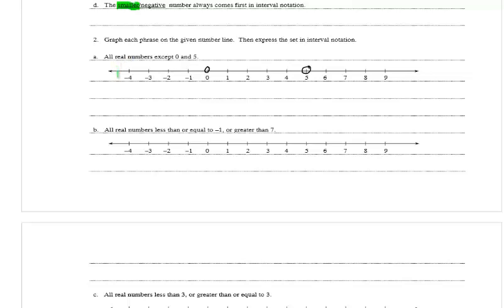So we're going to have everything up to 0, but not including 0. I'm going to shade all of this. Everything in between 0 and 5. And then everything after 5. So this is how we would represent on a number line all real numbers except 0 and 5.